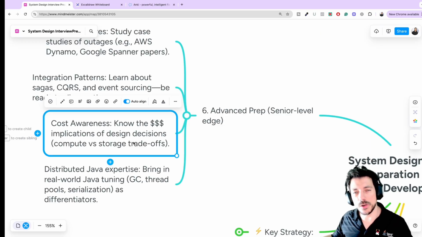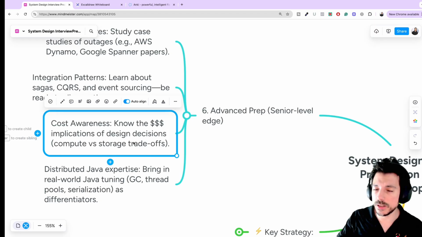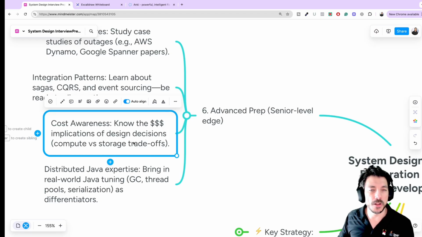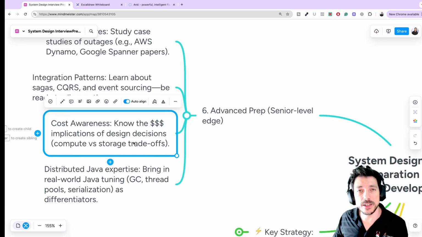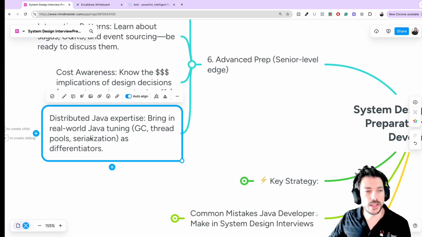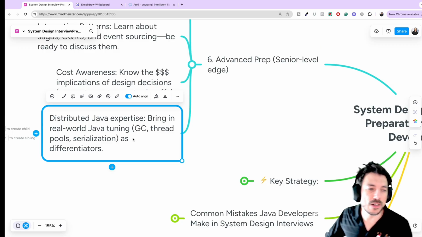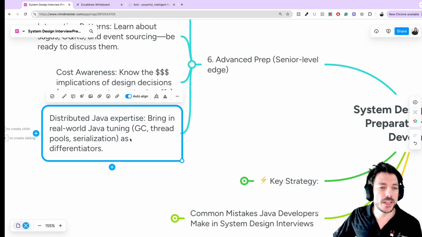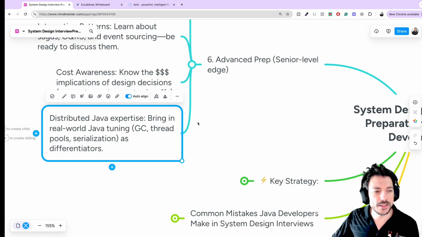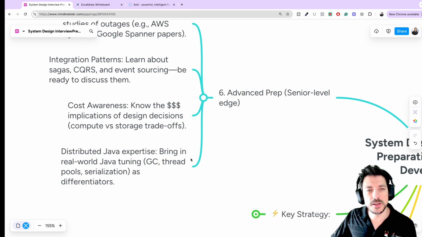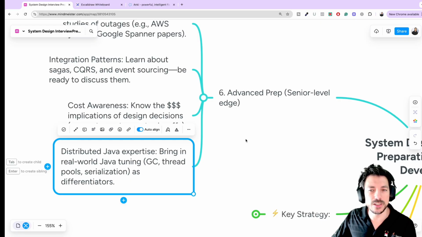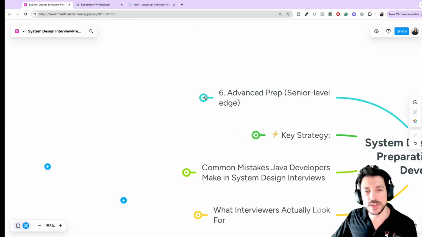Like you need to say, okay, this technology will be more expensive. Let's use the other one that's cheaper. So you need to have this in mind. As a senior developer, they're expecting you to have this knowledge, right? And they always expect distributed job expertise. So you can talk about JVM tuning, thread pool, serialization. If you're able to discuss those things as a Java developer, this will definitely give you extra points.